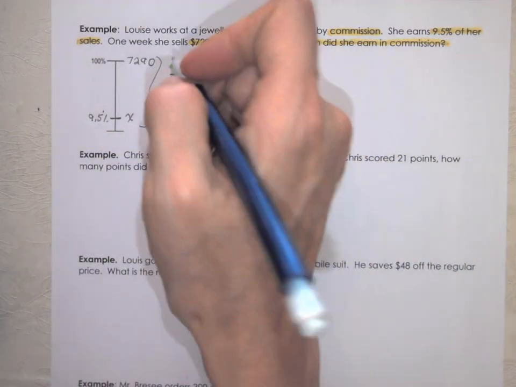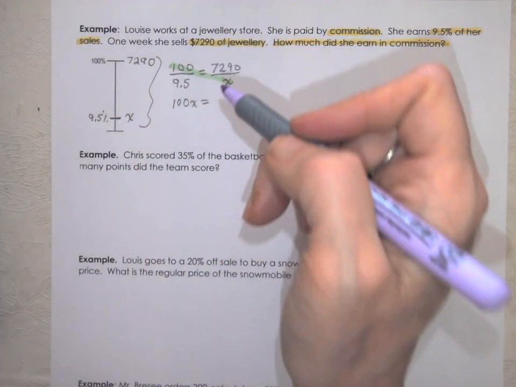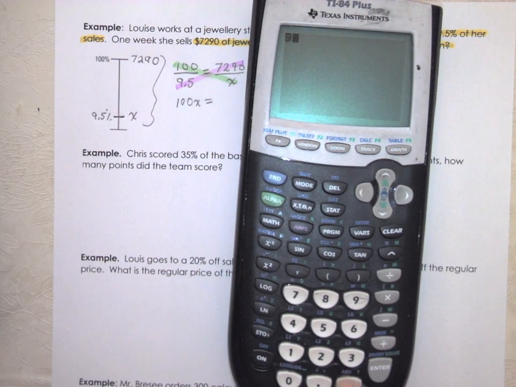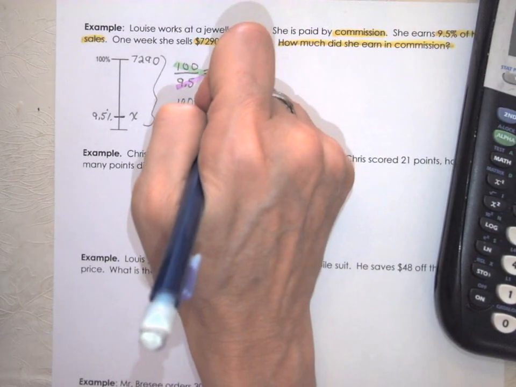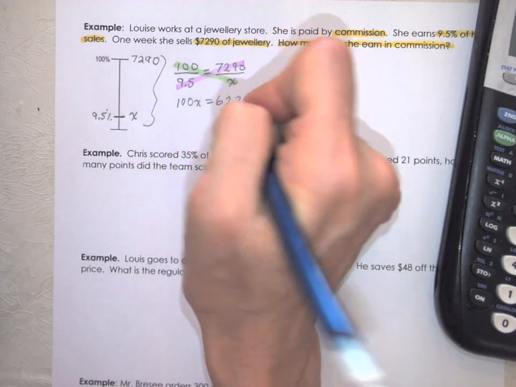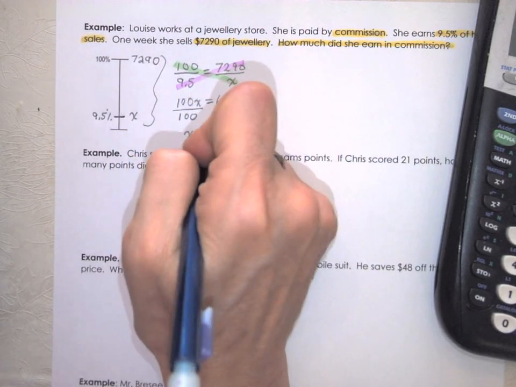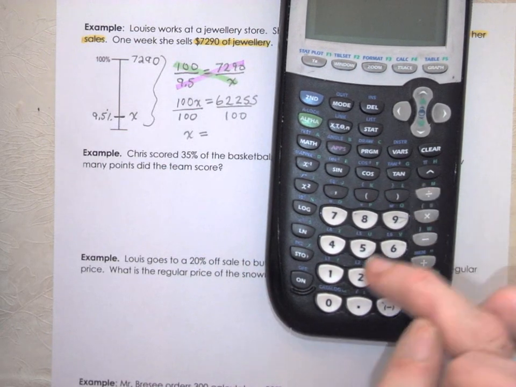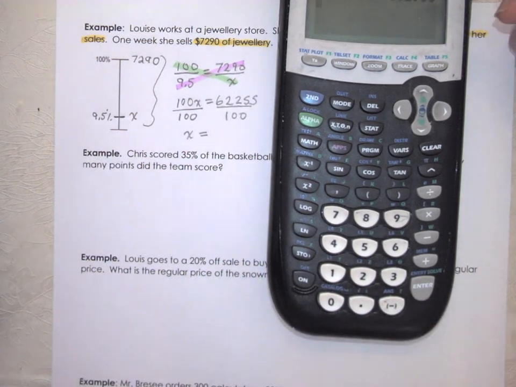So 100X is 9.5 times 7,290. So 9.5 times 7,290 is 69,255. And then we'll divide both sides by 100. And this is a dollar amount, remember. So whenever you're finding a dollar amount, you want to keep dollars and cents. Okay? So that works out perfectly here.